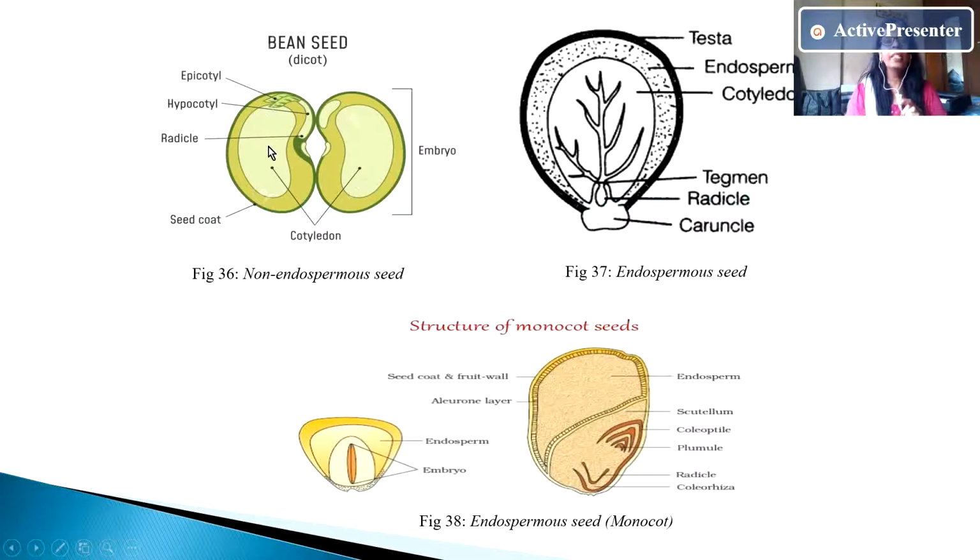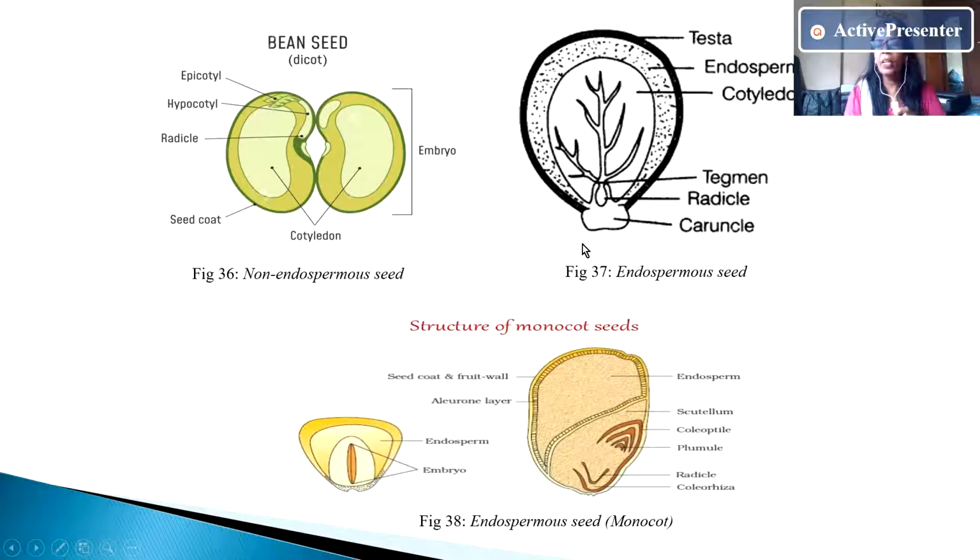Here you can see the bean seed. These are the cotyledons, and cotyledons are edible. You can see the epicotyl, hypocotyl, radicle, etc., and these 2 cotyledons. This is a non-endospermous seed. The endosperm is completely absorbed by the developing embryo here, so the cotyledons become fleshy and edible.